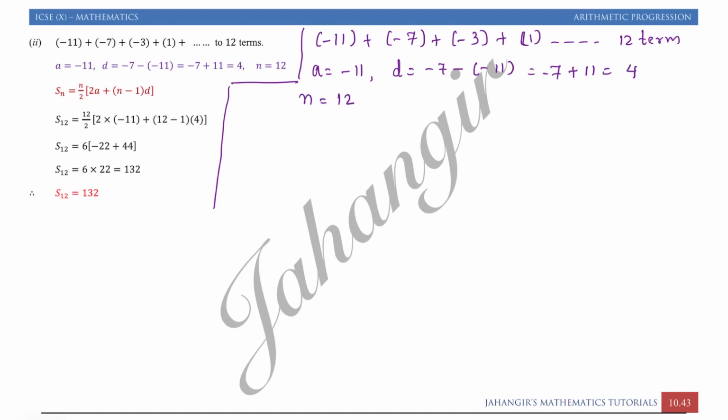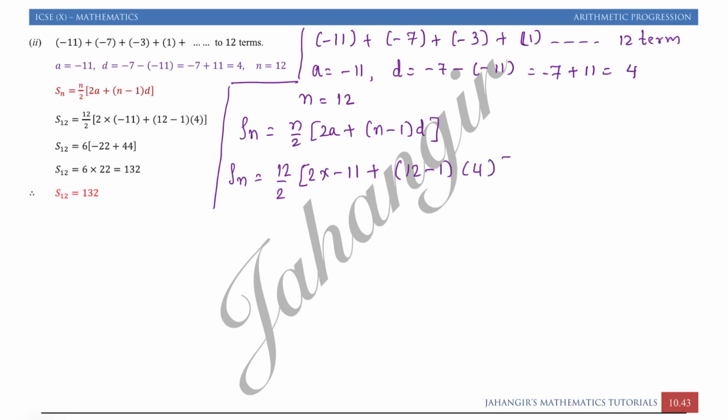N is equal to 12. So therefore the Sn formula is n upon 2 into (2a plus (n minus 1) into d). So therefore Sn is equal to n is 12 by 2, 2 into a, that is 2 into minus 11, plus n is 12 minus 1 into d is 4. Just place all values. Here we can easily cancel. 2 ones are 2, 6 are.